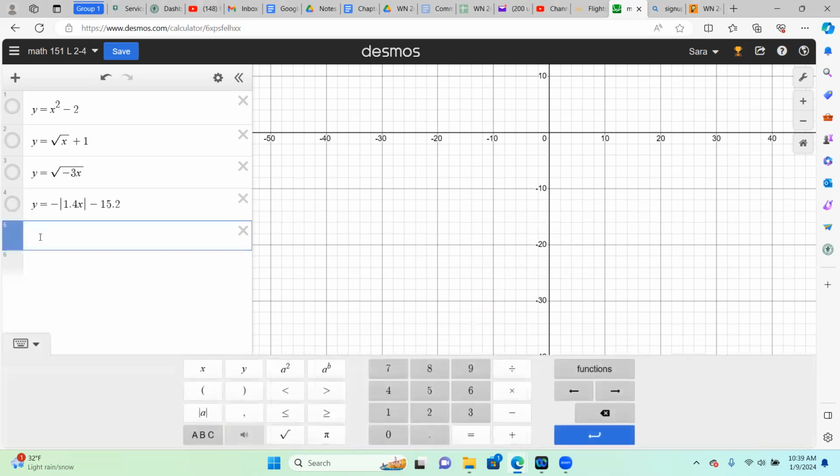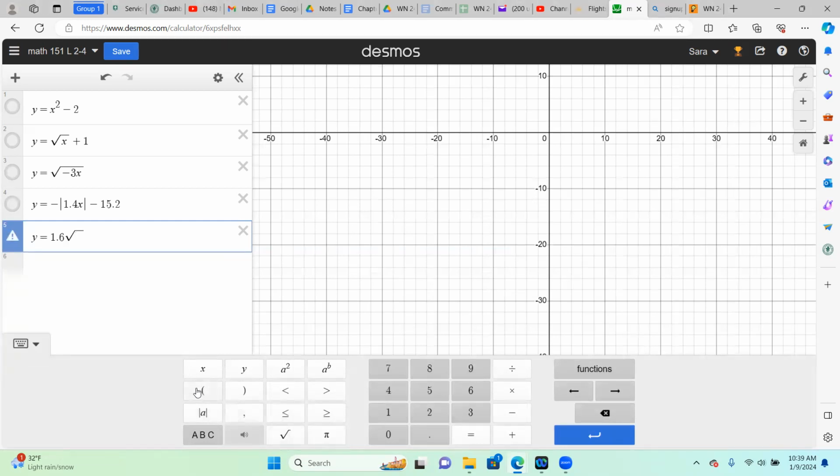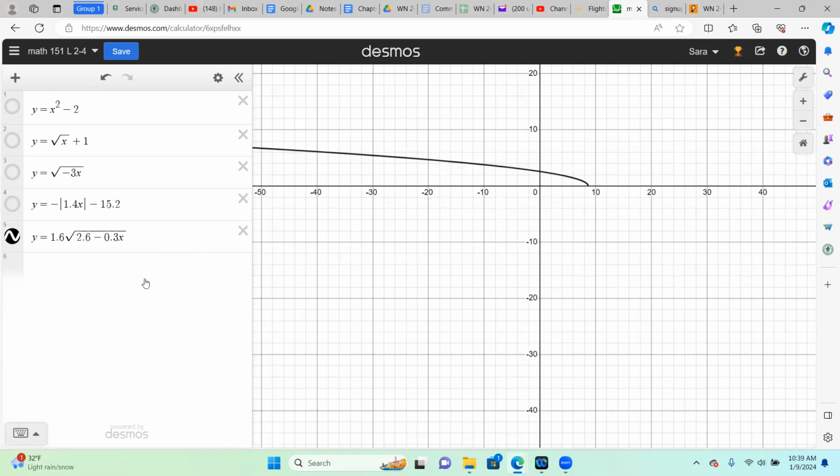Let's look at the other one. It's y equals, and this one was 1.6, and then the square root of, so that's in our menu down below as well. And then there's that function. Just getting practice with the graph. Reach out if you have any troubles graphing.